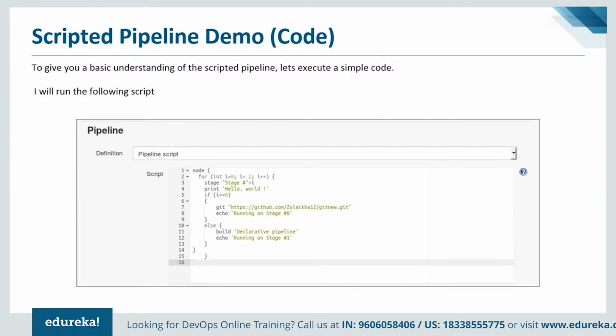So what do you mean by build declarative pipeline? It means that it's going to run this declarative pipeline within the scripted pipeline. Alright. So build is just used to trigger another job. Okay. Next is the echo command, which will display a message. Okay guys, I hope all of you understood the code. Now let's move on to the demo.